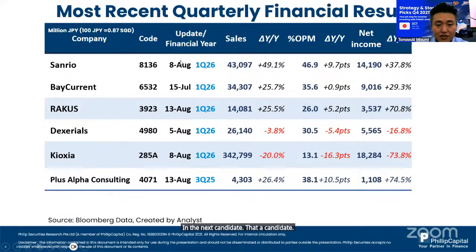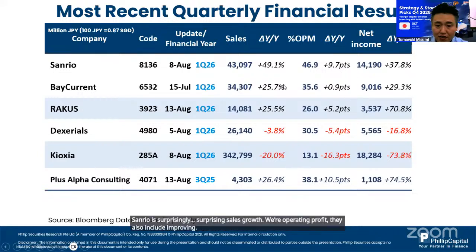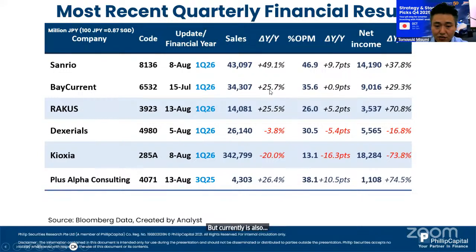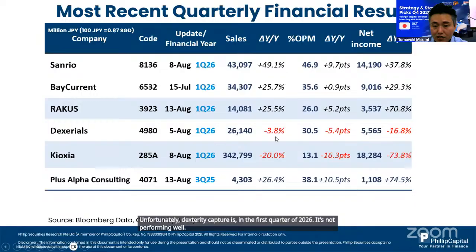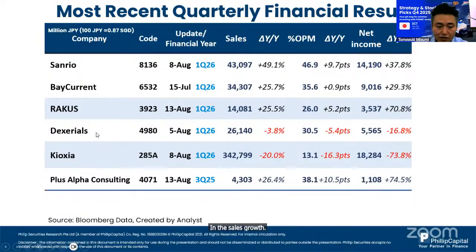Most quarterly financial results of the candidates are like that. Sanrio has surprising sales growth, with operating profit also improving. But current LUX is also a very growing trend. Unfortunately, Kioxia in the first quarter of 2026 is not performing well in sales growth. But I will explain why I chose it in the next slides.